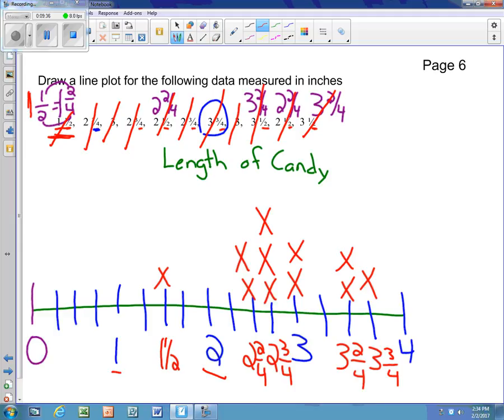So now to double check that I did everything, I want to see. I have 1, 2, 3, 4, 5, 6, 7, 8, 9, 10, 11 X's. And I have 1, 2, 3, 4, 5, 6, 7, 8, 9, 10, 11 numbers. So I have everything plotted, and now I would be able to answer any questions that I had. And that's how we work with line plots.